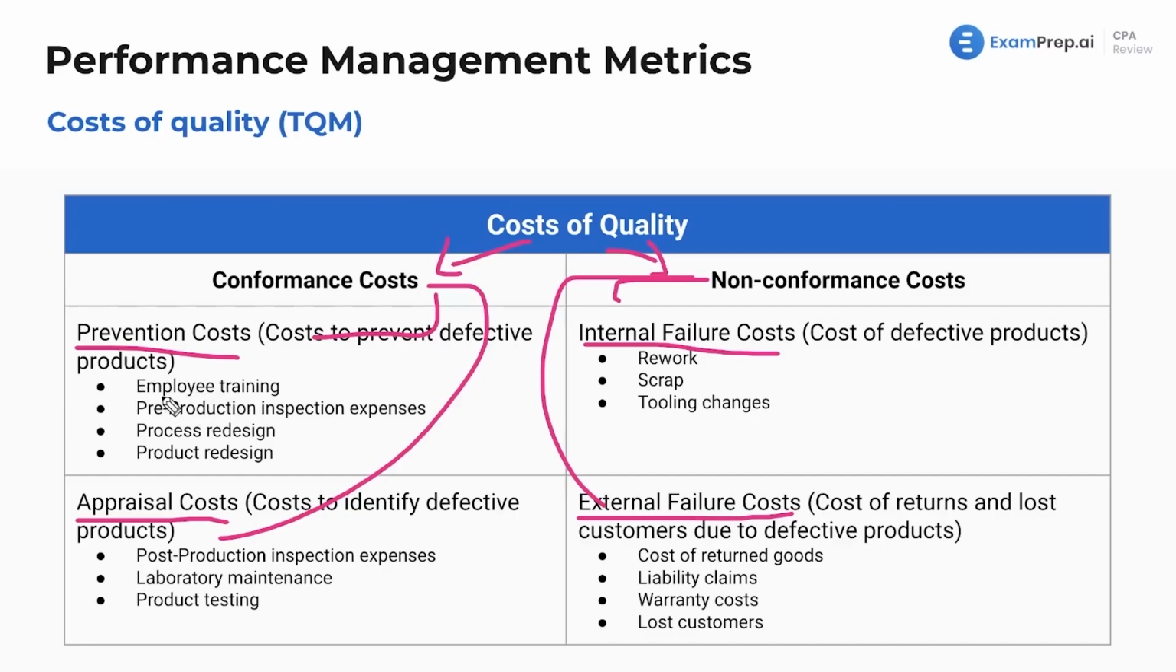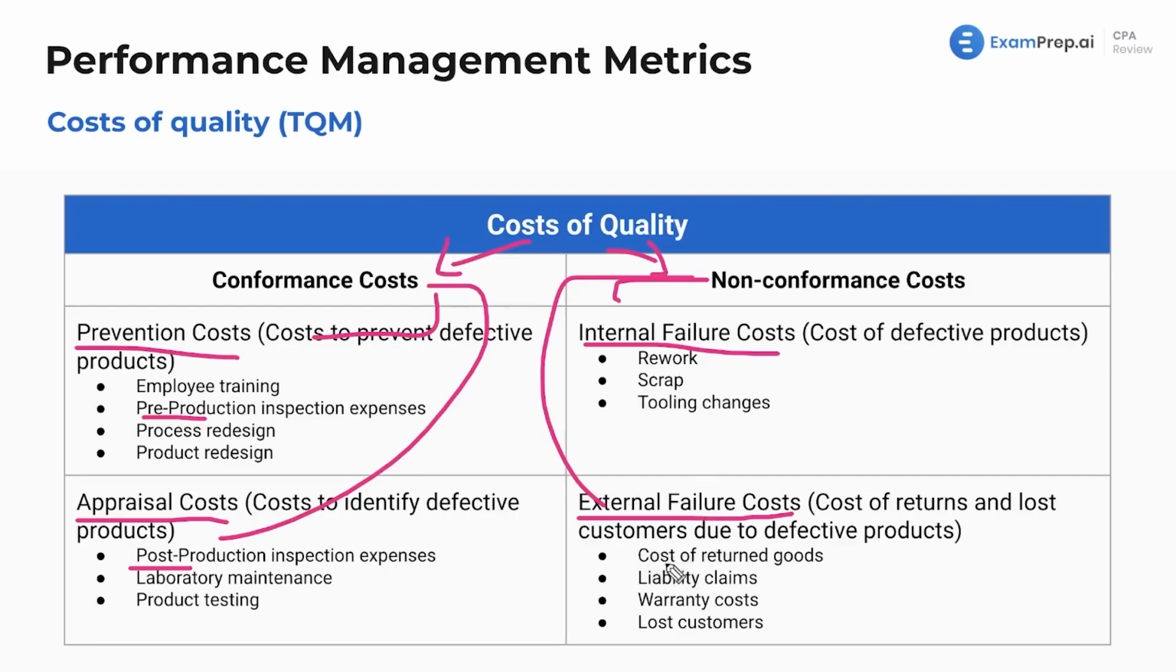I mean, how do you prevent issues? You train employees well. You have pre-production inspection. Those have costs. Process redesign, you redesign how you make the products. Product redesign, you redesign the product as a whole. Appraisal costs, how do you identify defective products? Well, post-production inspection expenses. So we see here, this is pre-production, and here's post-production. Laboratory maintenance, and product testing. All ways to identify defective products. Now for our internal failure costs, we can rework those products and scrap those products and make tooling changes to those products. Pretty straightforward, nothing crazy.